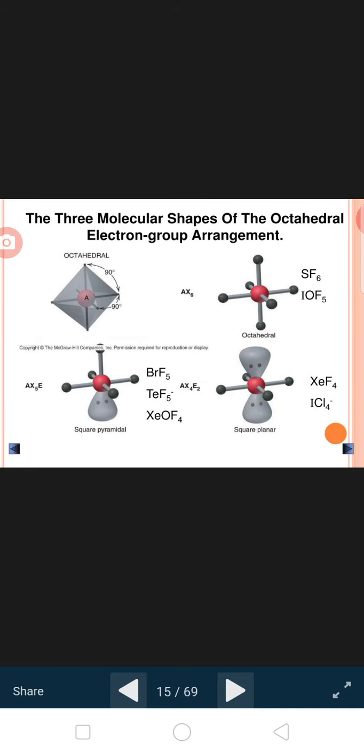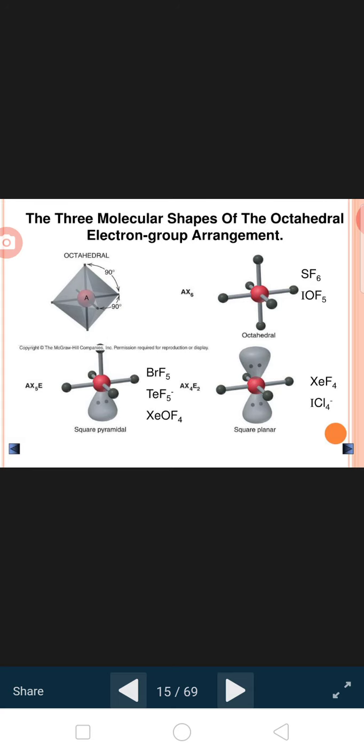Three molecular shapes of the octahedral group arrangement. In this case, SF6 and IOF5 all have bond pairs. There are seven bond pairs. These are octahedral geometry.